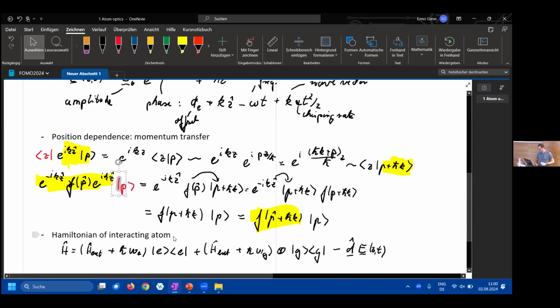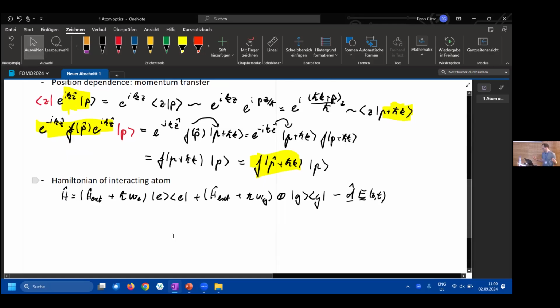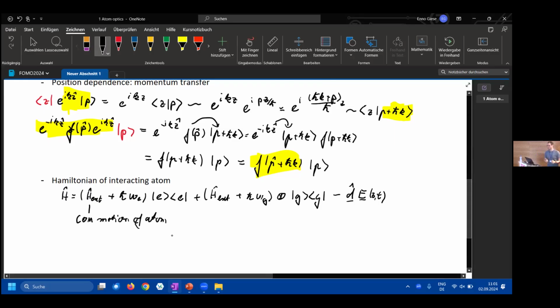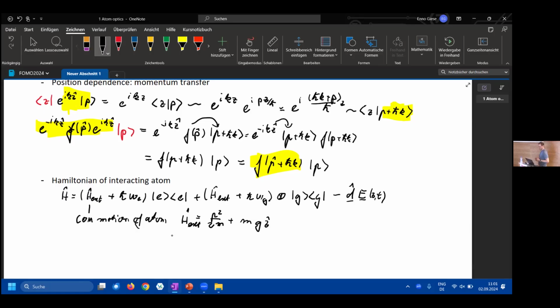Now, what I didn't specify so far, and we will just talk about gravity, is the center of mass motion, the motion of the atom. It is included in here, so it's a different Hilbert space. It's not the Hilbert space that acts on the internal degrees of freedom. And what we observe is the following: H external is equal to P squared over 2m plus m times g times z, just for the sake of simplicity. So we turn off our trap, and this free atom now interacts with the light field. Okay, what do we do now?